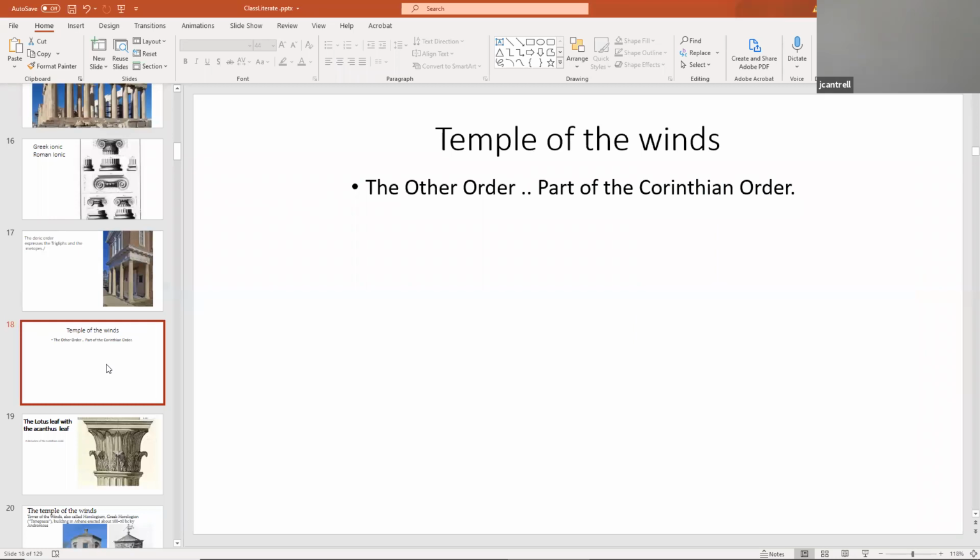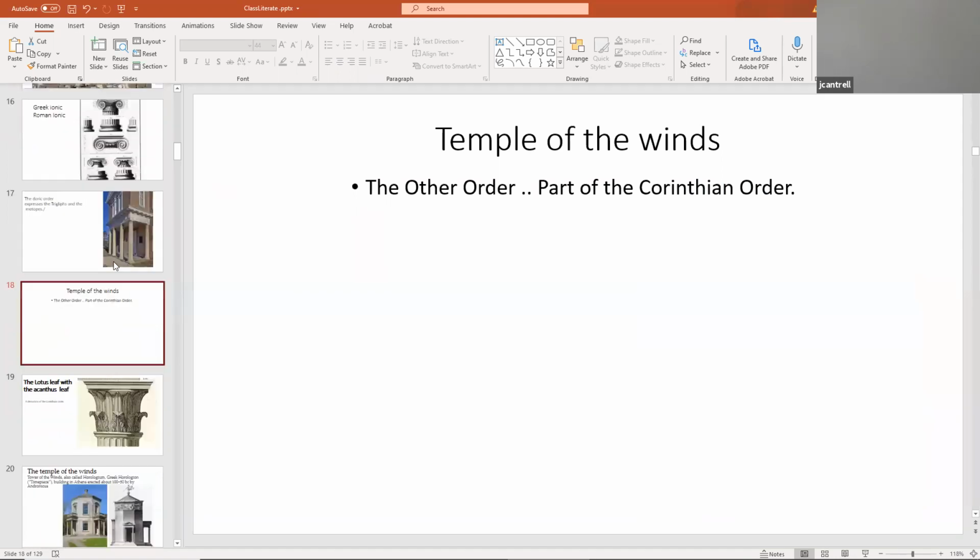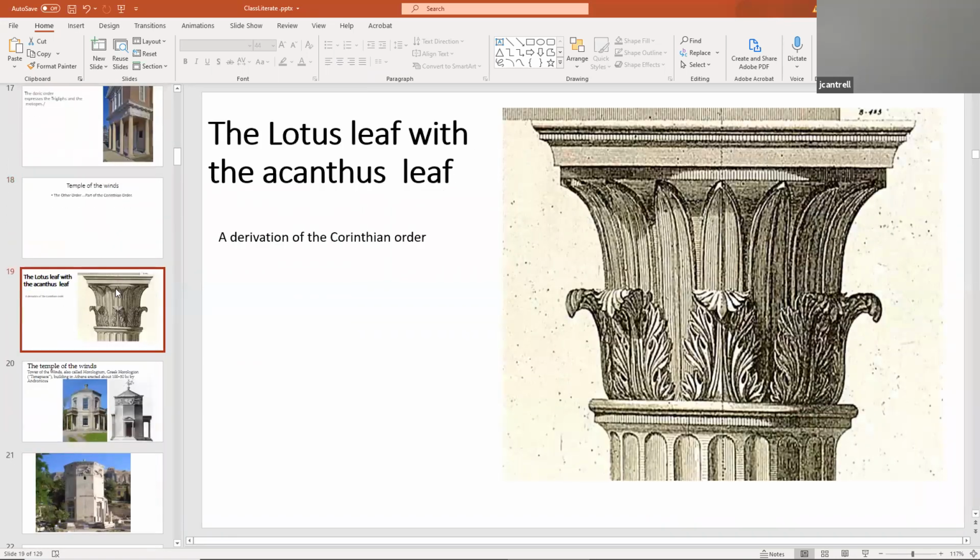So let's take a look at one order we really haven't discussed in the class before, and I'm surprised it really hasn't been classified as the 6th order, because we talked about the 5 starting from Tuscan and Composite. It's called the Temple of the Winds order. It's the other order. It's part of the Corinthian order, but it's not really Corinthian, which is really interesting. What we're looking at is the capital designed with parts of the acanthus leaves from ancient Greece, and of course, mixed with the lotus leaf.